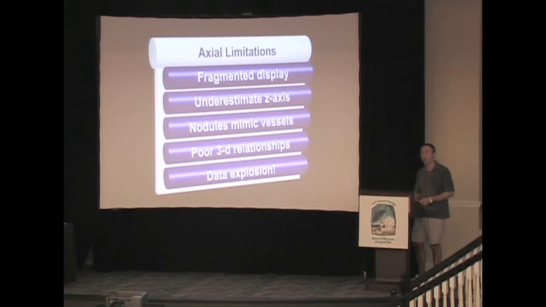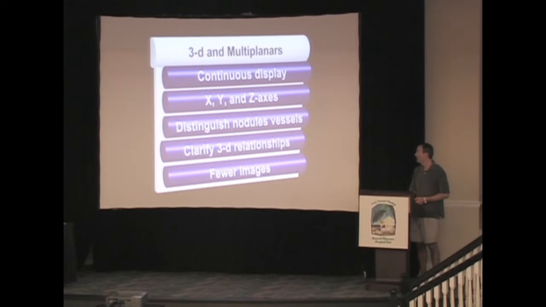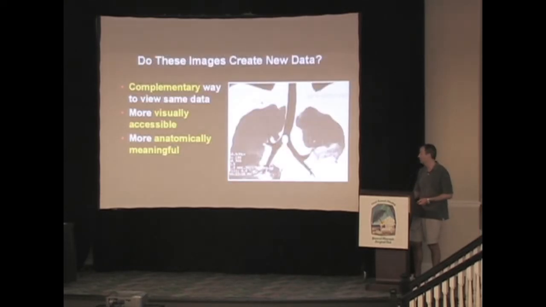As you're probably aware, when you go down to radiology now, or if you pull up a case in your office PC, you now have thousands of images sometimes from a CT, where in the past it was only about 20 to get through. So the 3D and multiplanar images help to get over a lot of those limitations. They provide a continuous display. They give you accurate information in all 3 dimensions, help distinguish nodules from vessels, clarify complex 3D relationships, and you have fewer images to look through.